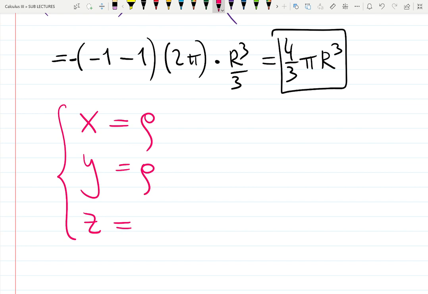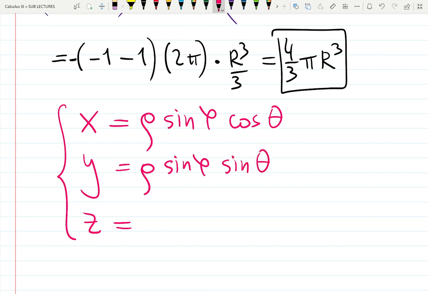Rho, x is rho cosine theta, but that was in 2D. To figure out the same thing in 3D, there's a triangle happening, and to figure out this extra side, we use sine of the angle with z. You don't have to understand it, but you will have to memorize this formula. It's rho sine phi cosine theta. Y is rho sine phi sine theta.